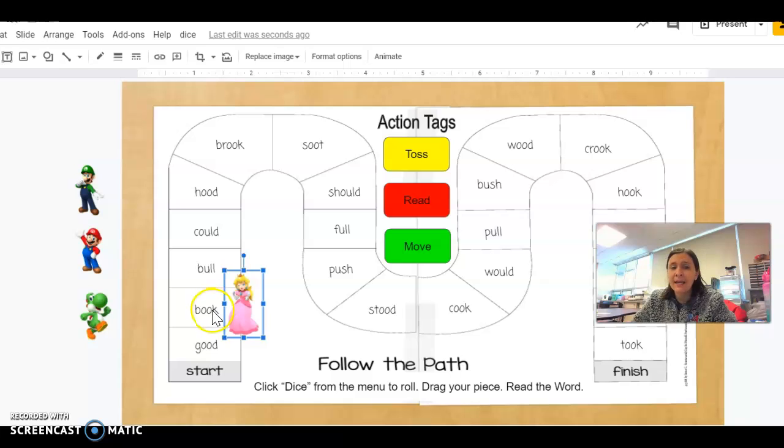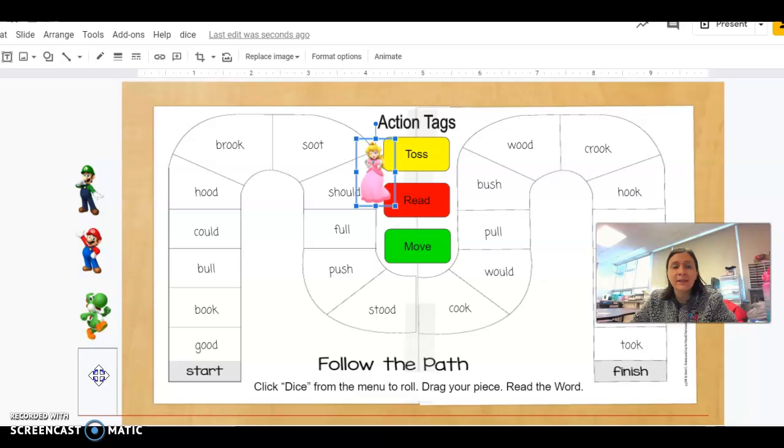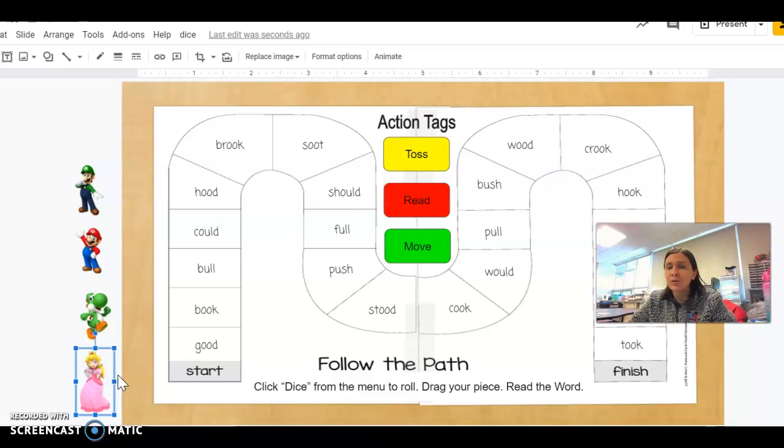If for some reason I can't read that word or can't use it in a sentence, then I would go back to the last place I was. So maybe if I was over here and I had rolled a 2, then I would have to go back to this word. So you're going to play like this, taking turns with your other partners until someone gets to finish. The first one to finish wins the game.